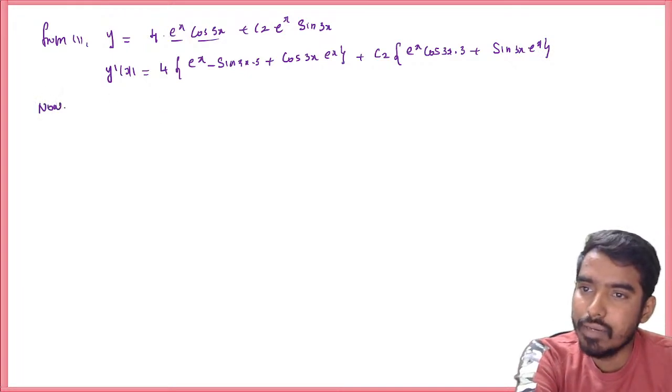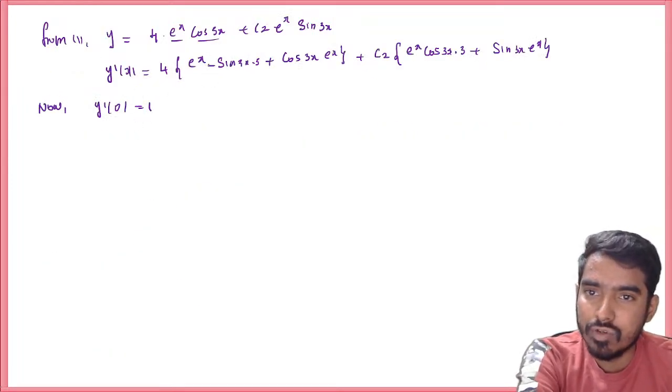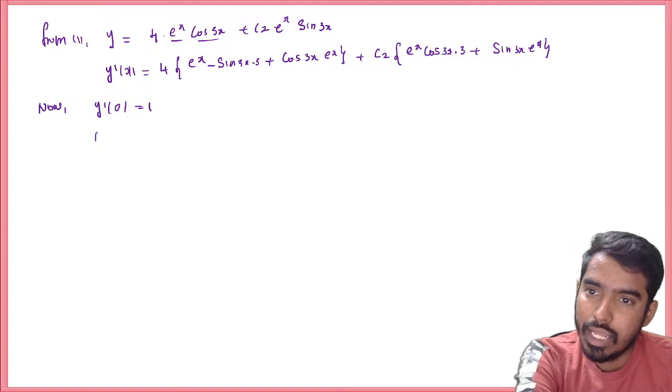Now it is given that y dash of 0 is 1, right? So what is y dash of 0? You substitute 0 here. So you will have 4 into, if you put 0 here, you will have what?